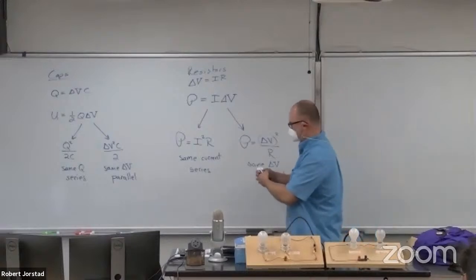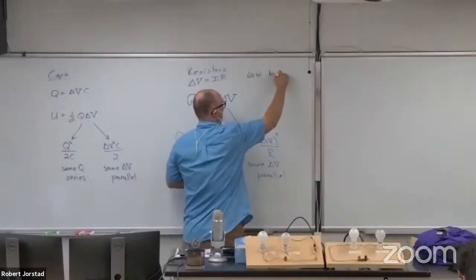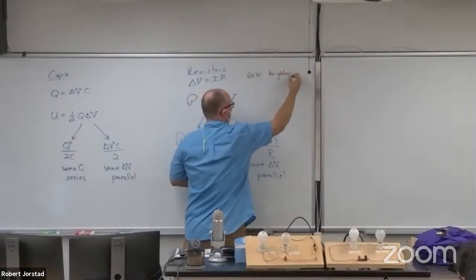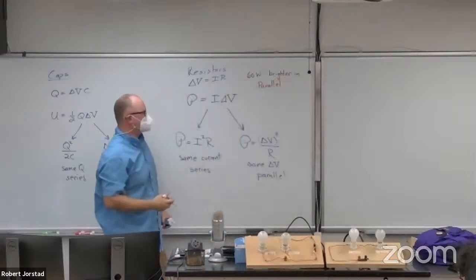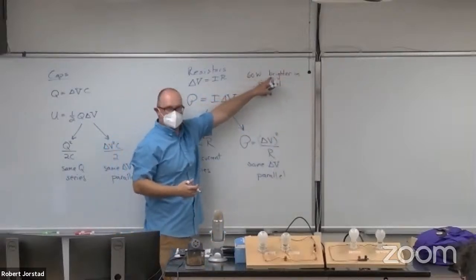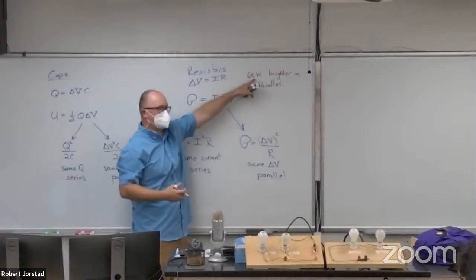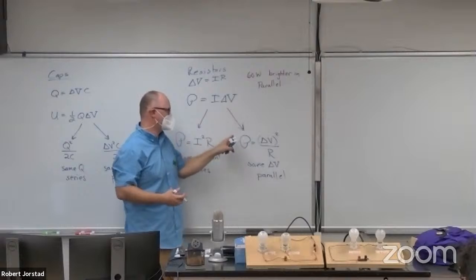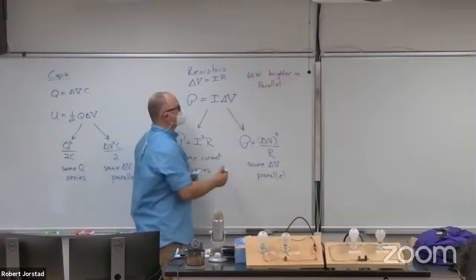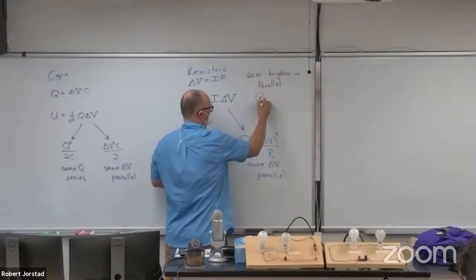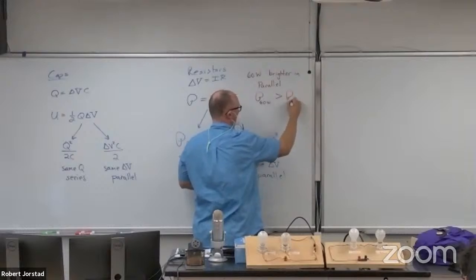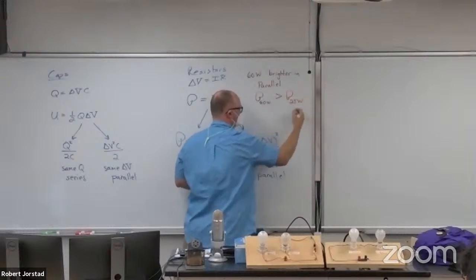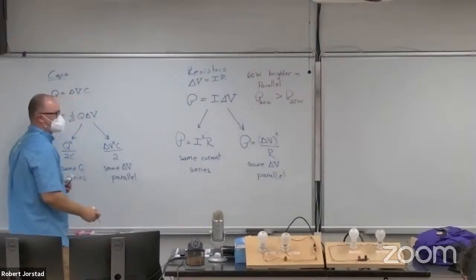The 60 watt was brighter in parallel. So you just told me 60 watt brighter in parallel. Well, I wonder, brightness, watts. Brightness and watts represent power. So you just told me power of the 60 watt is greater than power of the 25 watt. What does that tell me?